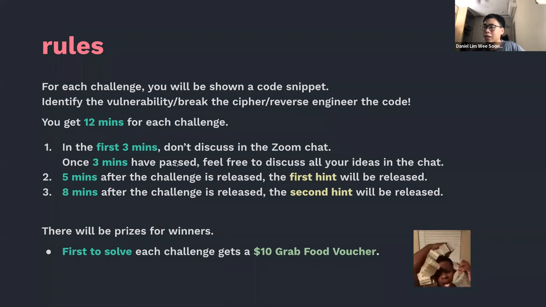So first, this is how we'll do the challenges later. We will give 12 minutes for each challenge. There will be some vulnerability in the code, or for the crypto one, you have to break the cipher, or for the RE reverse engineering challenge, you have to reverse the code and find out what it does. So we'll first give 3 minutes just for everyone to think about the code, and just don't discuss in the chat.